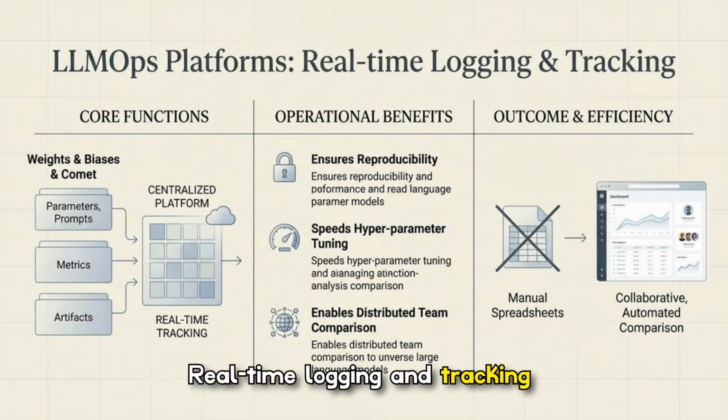Real-time logging and tracking platforms centralize parameters, prompts, metrics, and artifacts into a single dashboard. That reproducibility makes hyperparameter tuning faster and allows distributed teams to compare experiments without spreadsheets, transforming manual tracking into collaborative, automated analysis that improves model performance and auditability.